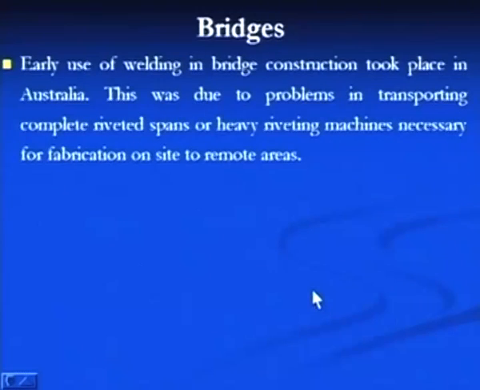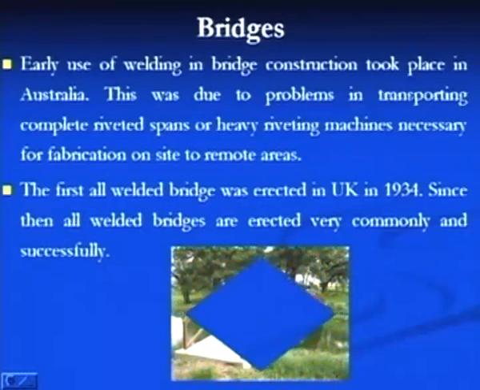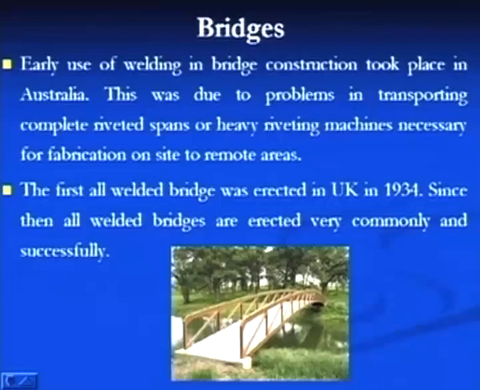The welding is also used in construction of the bridges. The early use of the welding in bridge construction took place in Australia, and this was done due to the problems in transporting the complete riveted spans or heavy riveting machines necessary for fabrication on-site to the remote areas. The first of all, the welded bridge was erected in UK in 1934, and since then all welded bridges are erected very commonly and successfully. This diagram typically shows the welded bridge.